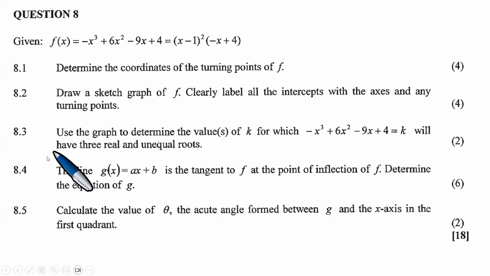I'm interested in seeing what you're going to do with 8.3: use the graph to determine the values of k for which this kind of equation will have 3 real and unequal roots. I'm interested in seeing how you're going to do this question. Obviously, we would have drawn a sketch graph of f at 8.2, and then you're going to try 8.3 for 2 marks.